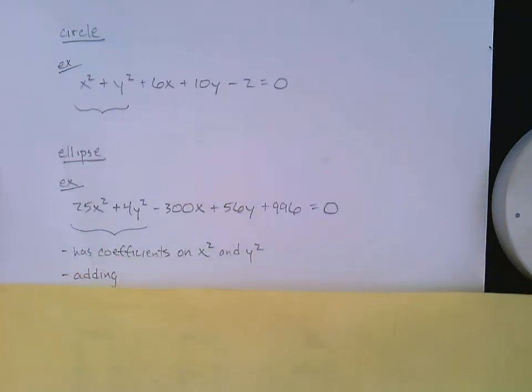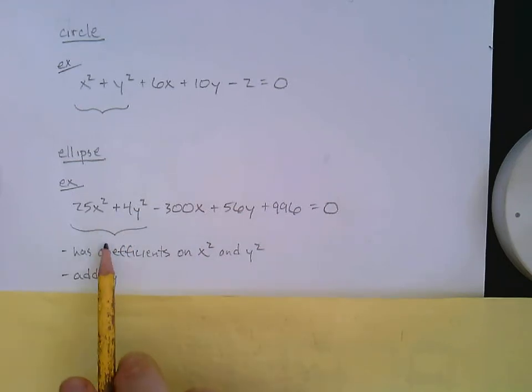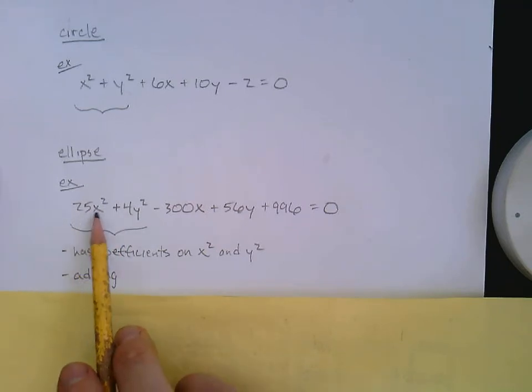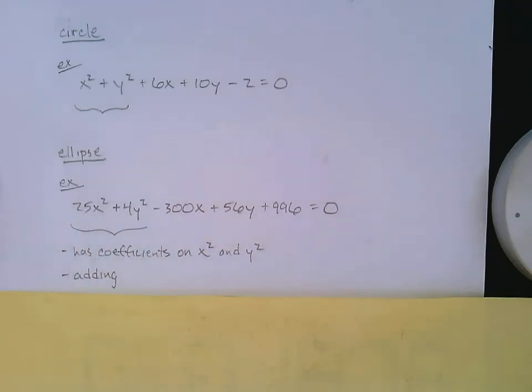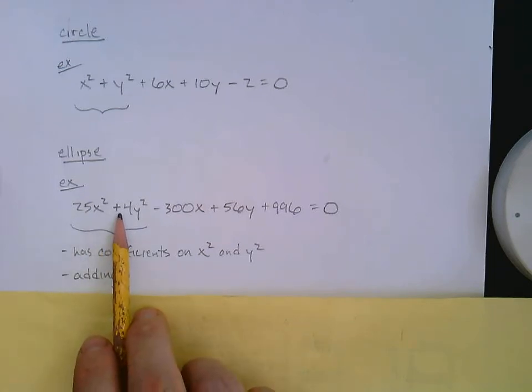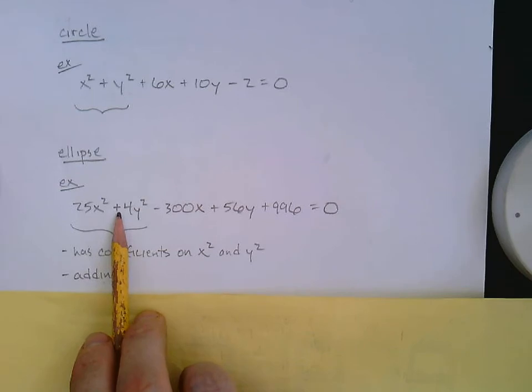So I've made some notes here. It has coefficients on x squared and y squared. Truth is, it would only need a coefficient on one of them to be an ellipse. It doesn't need it on both. If it just has a coefficient on either one, then that's an ellipse. Also, you are adding. So I note that. Why do we need to pay attention to the fact that we're adding?